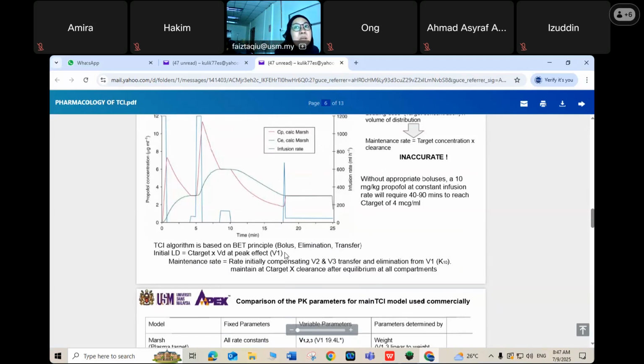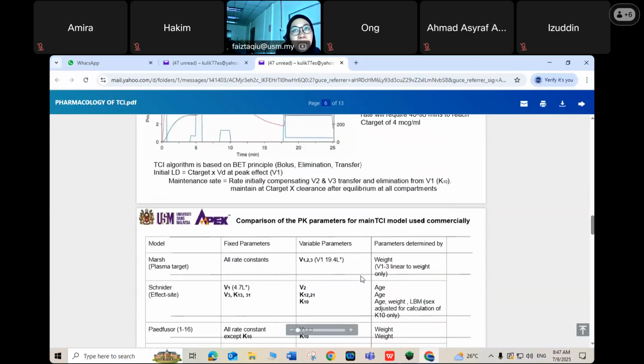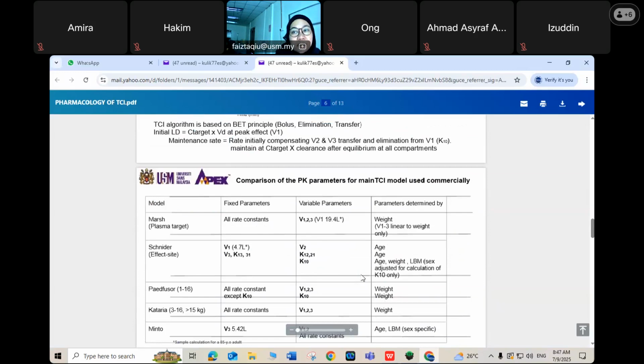Okay. So we're talking about what the fixed parameters are and what the variable parameters are. Why this is important is about certain models. If you look closely, there's only one model where you cannot change the V1.